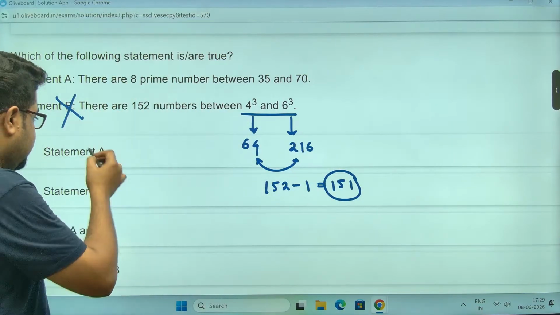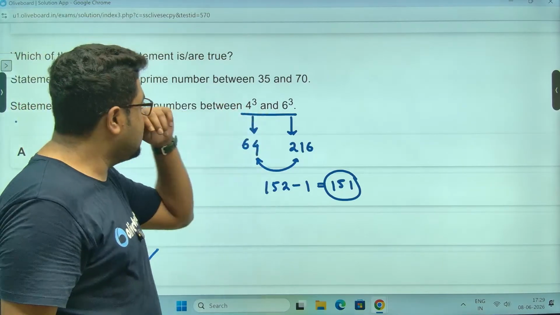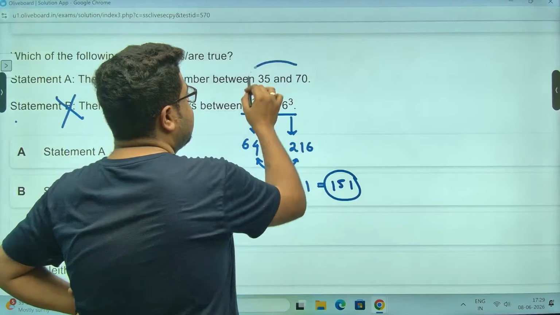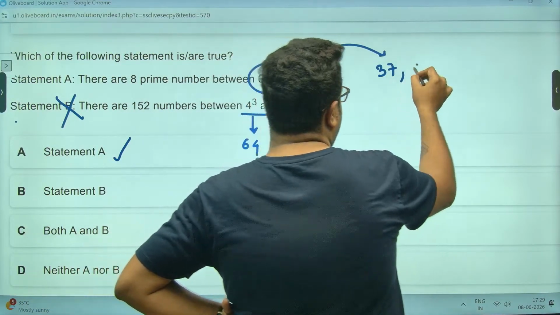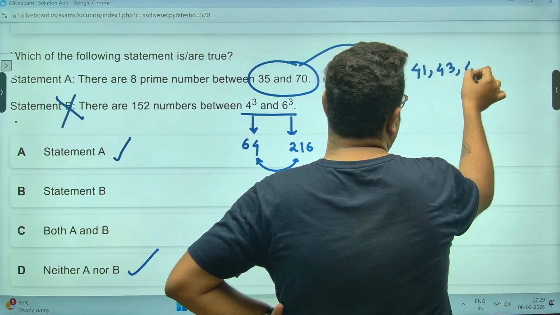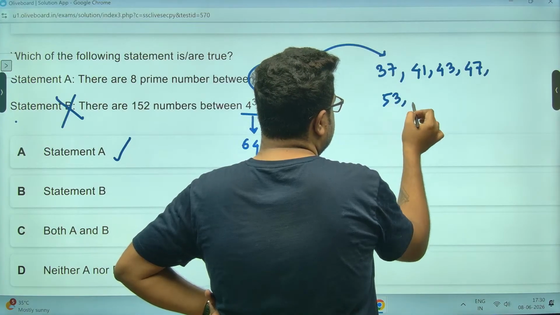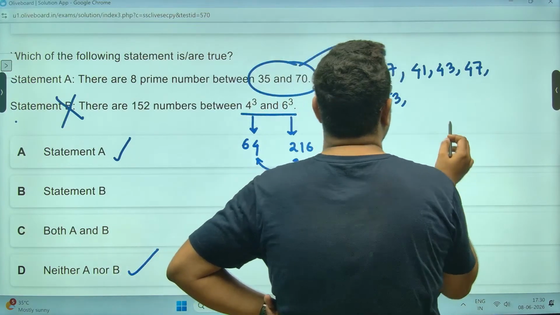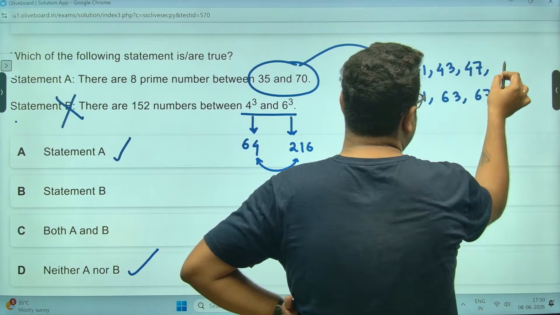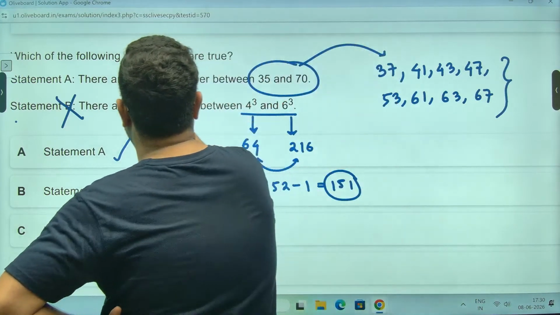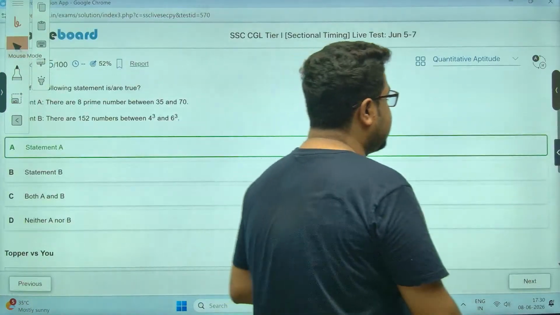So they are asking which is true, meaning it can be this one or neither can be the answer, because I don't know. And it's a prime number. For a prime number, there is no clue. You have to do it manually. So 37, then 41, 43, 47, 53. 57 is not there. So 61, 63 and 67, if I'm not wrong. 8. Yes, sir, 8 prime numbers. So statement A is correct. Statement A is 100% correct, sir.